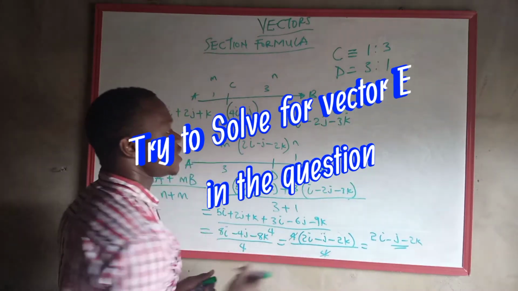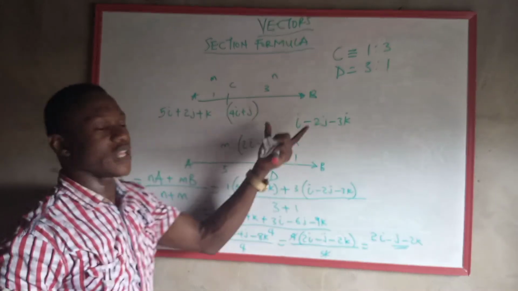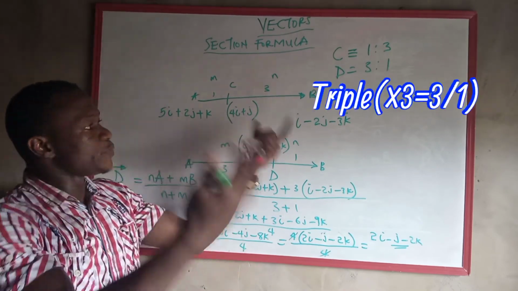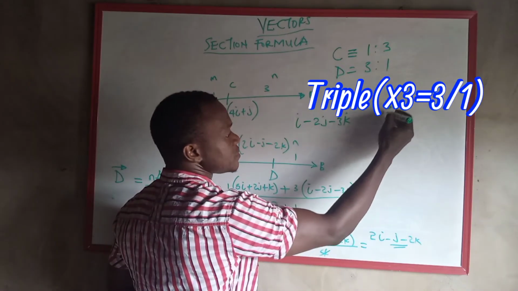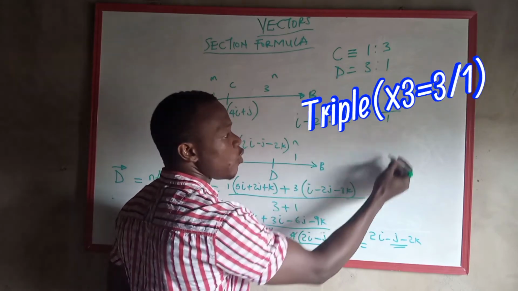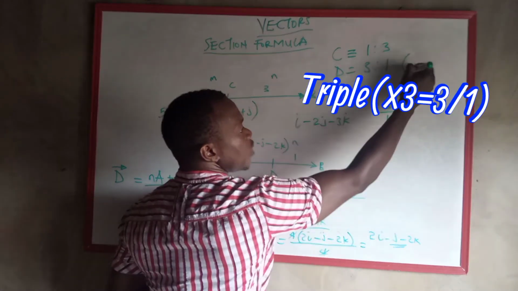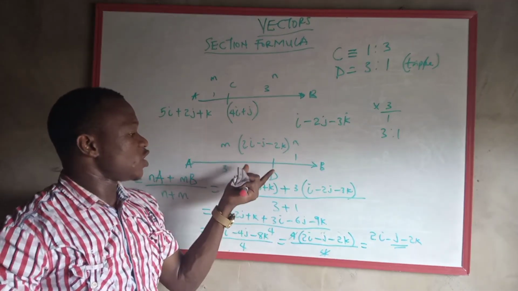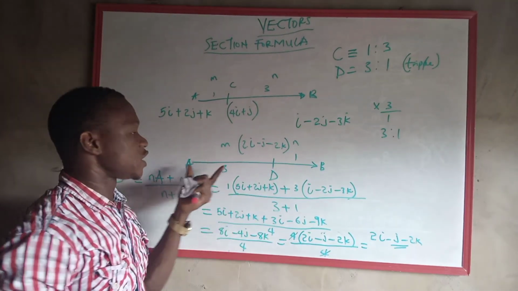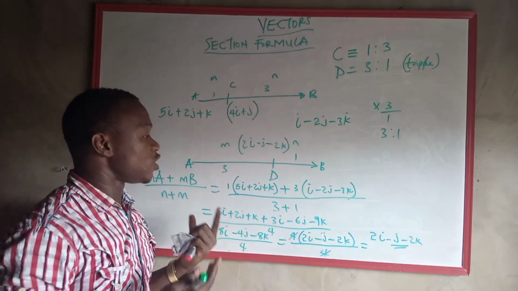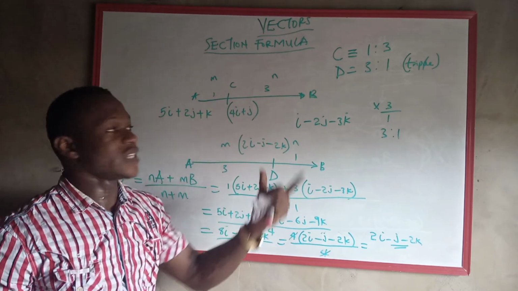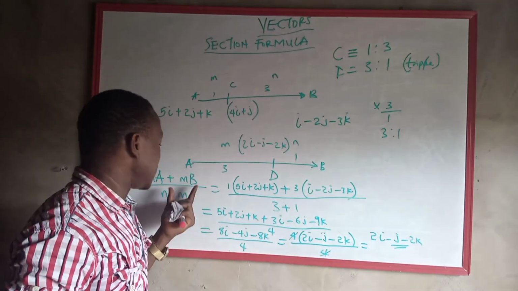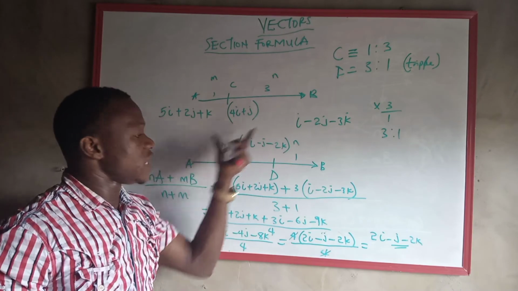So you see how easy it is to section a particular vector into parts. Now the ratio may be called something else. It may be called triple. Triple means times 3. That means 3 over 1, so we have it as 3:1. So they may say find the position vector of D if it triples the vector AB, where vector A is this and vector B is that. So the triple means D will be ratio 3:1, that's our M and N should be 3 and 1.